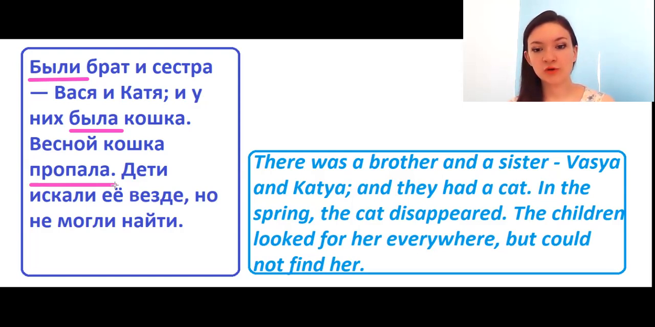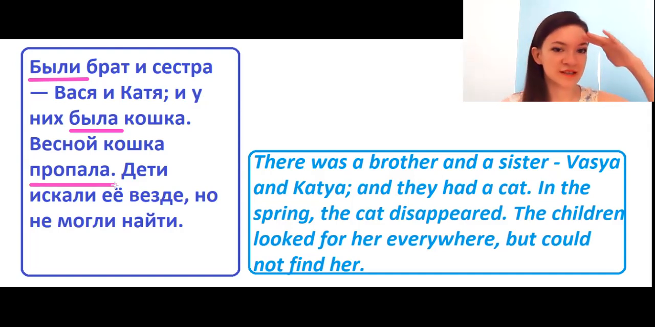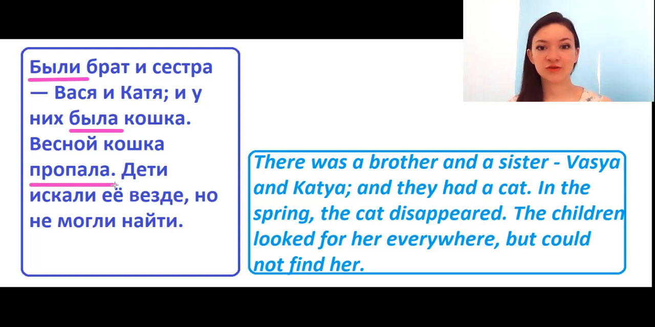Next one. Дети искали ее везде. The children looked for her everywhere. It was a long process. Where is the cat? Is it here or is it there? Yeah, it took a lot of time. That's why we use here imperfective. Искать is imperfective. I mean this verb.